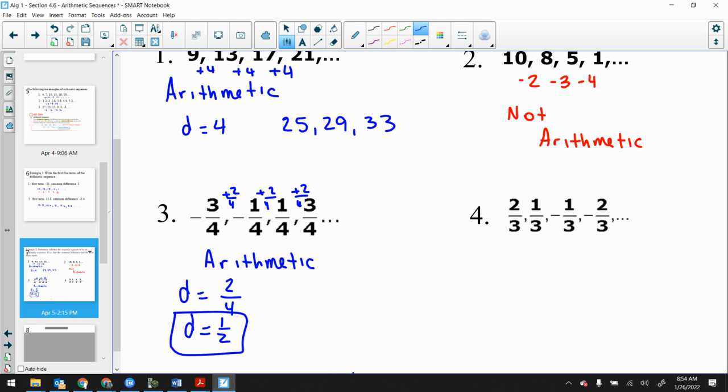Yeah, Gio? Why does it go like 1/4 to 1/4? Like that's not adding anything. Negative 1/4. You missed the negative sign. Negative 1/4 to positive 1/4.